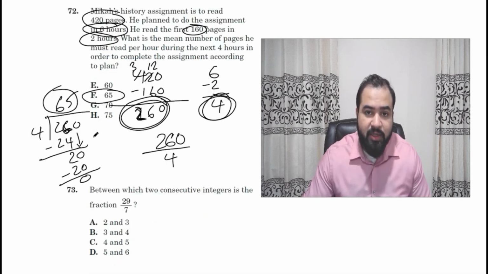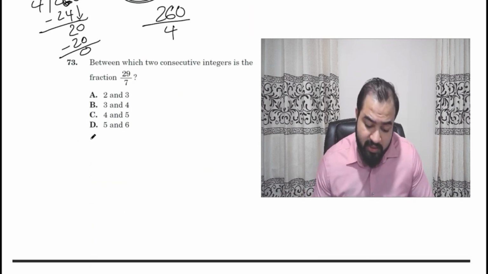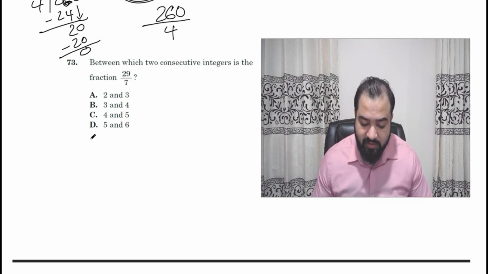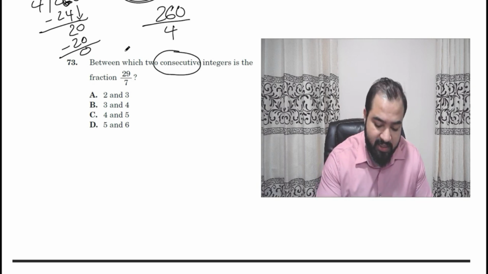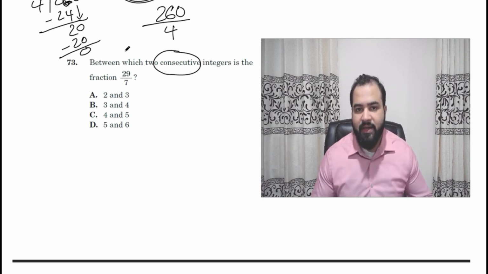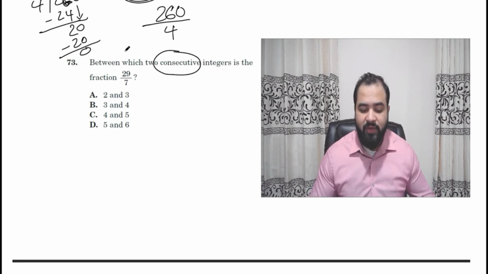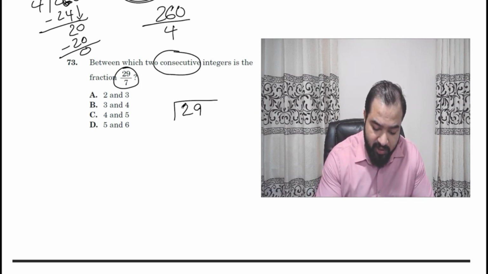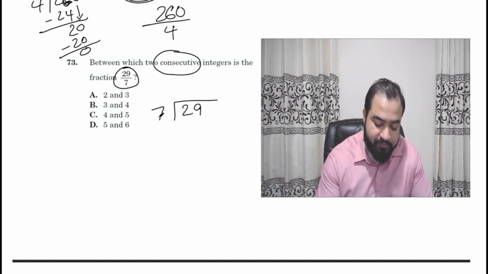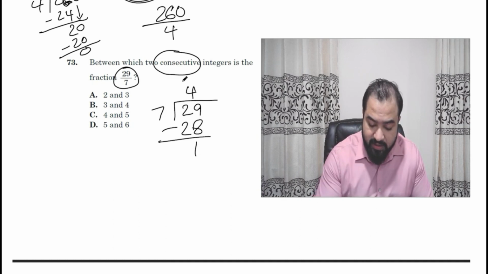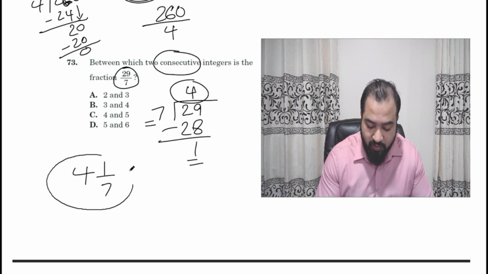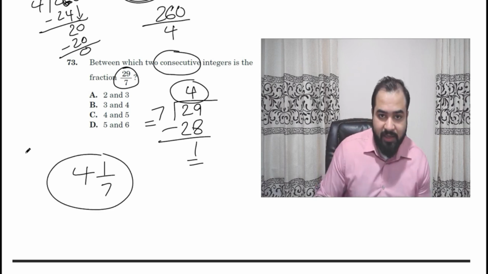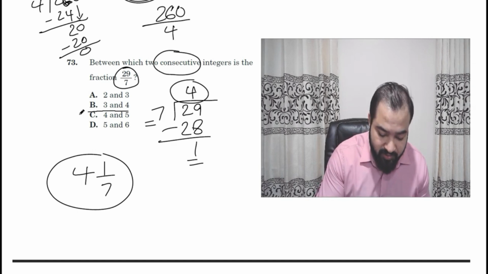All right. Now the next one we're going to go for is 73. It says, between which two consecutive integers is the fraction 29 over 7? Now consecutive means in order, like 5, 6, 7, 8, 9, 10, or 20, 21, 22. These are consecutive numbers. Now it says 29 over 7. Let's do the division. 29 divided by 7. 7 goes into 29 4 times. 28, so 1 here. So the mixed fraction is 4 and 1/7. So 4 and 1/7 is between which two numbers? Guess what, guys? Is it between 2 and 3? No, it's between 4 and 5.